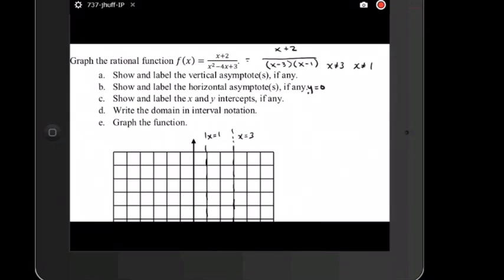For part C, we find the x and y intercepts. This is just like any other function. If we want to find the y-intercept, we let x equal 0. You can do that in either the factored form we created, or the original form. If you let all the x's equal 0 in the original form, then you just have 2/3. So the y-intercept is (0, 2/3).